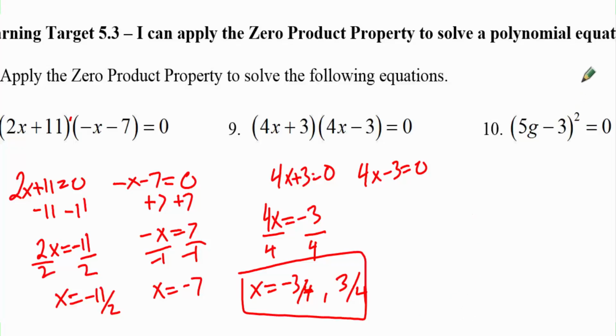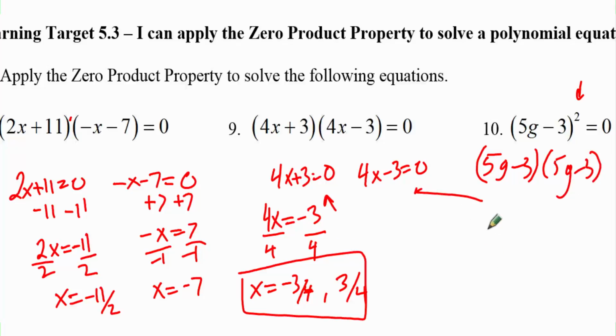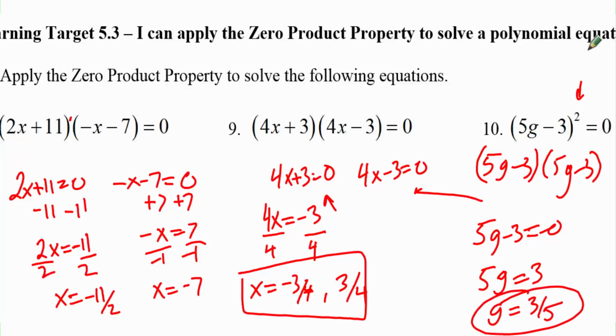And this one with the squared just means you have 2 of them. So it's 5g minus 3 times another 5g minus 3. And you can do each one separately, just like the last ones, or you can just set one of the 5g minus 3's equal to 0, and then you solve. 5g equals a positive 3 because you bring it over. Divide by 5, g equals 3 over 5. And there are 2 of them, but they are the same.